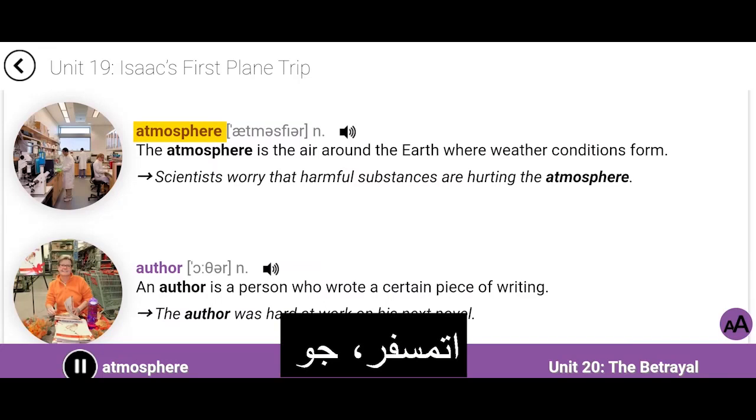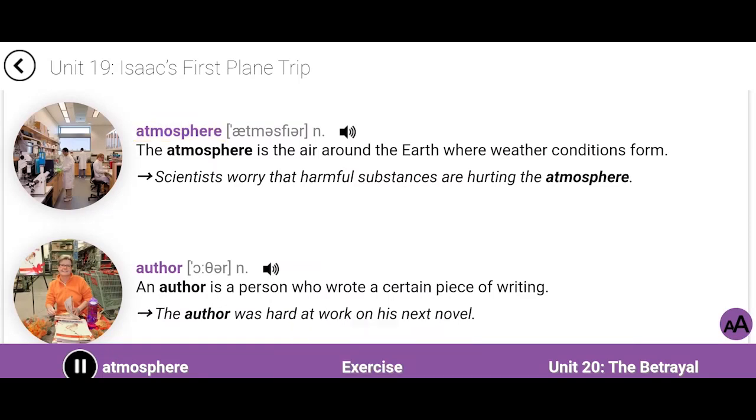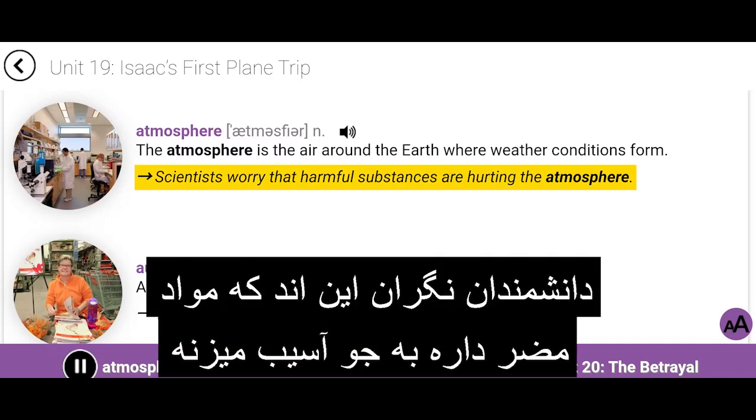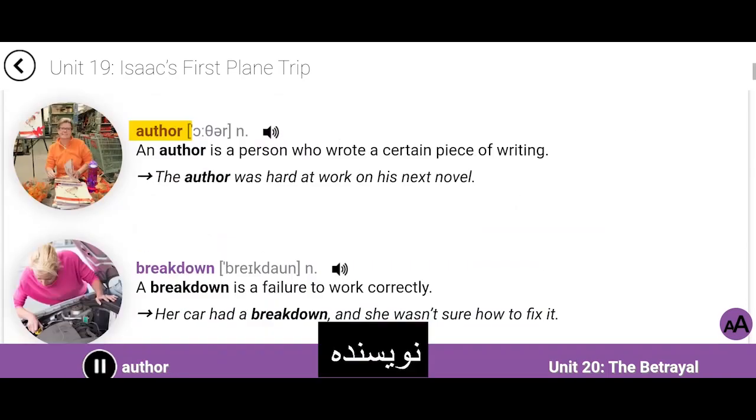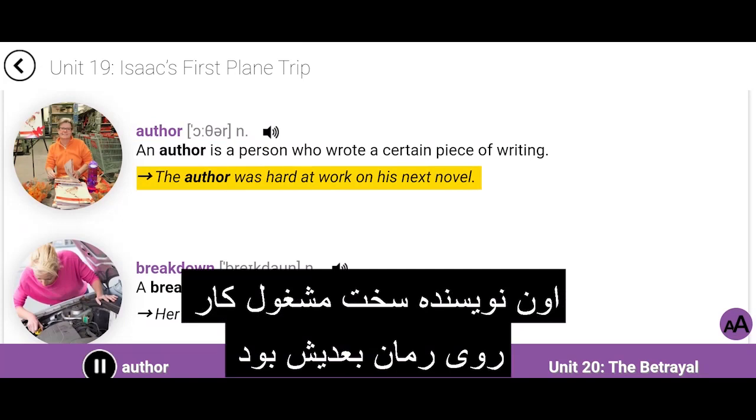Atmosphere. The atmosphere is the air around the Earth where weather conditions form. Scientists worry that harmful substances are hurting the atmosphere. Author. An author is a person who wrote a certain piece of writing. The author was hard at work on his next novel.